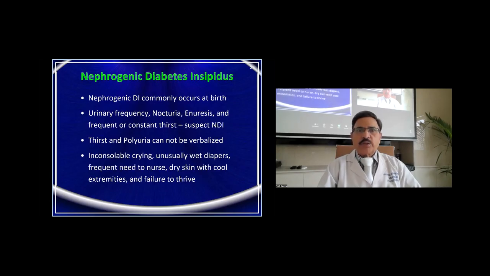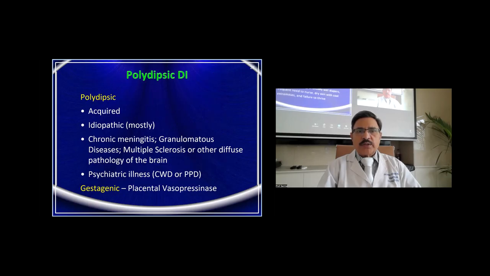Polydipsic diabetes insipidus is acquired again, can be due to granulomatous diseases, chronic meningitis, multiple sclerosis, or pathology of the brain, psychiatric illnesses, compulsive water drinking. Gestagenic is placental vasopressinase.